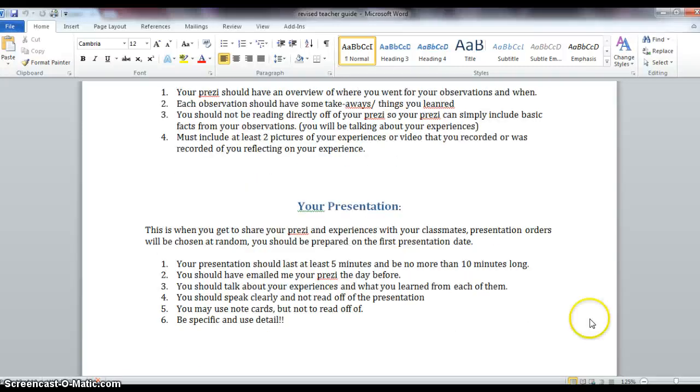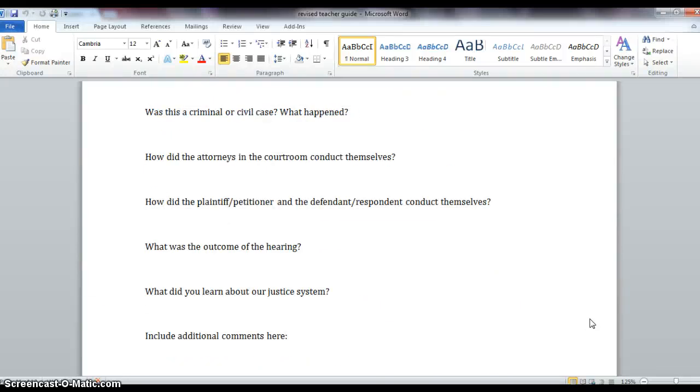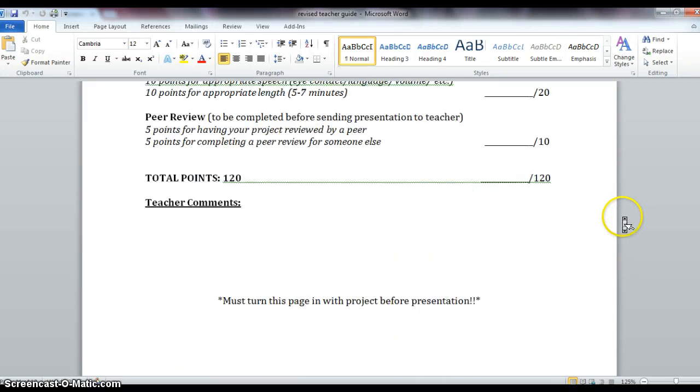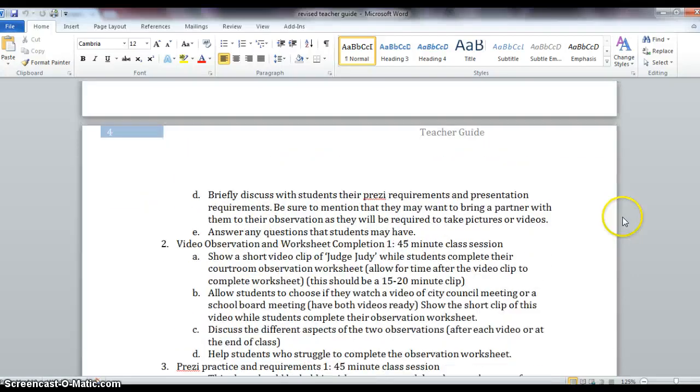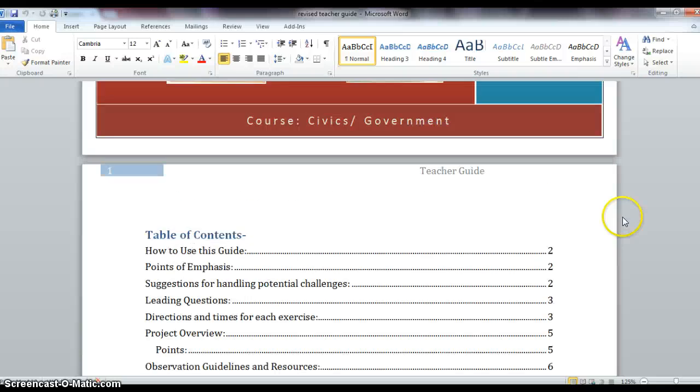So that's an overview of my unit, more specifically the project at the end of my unit. I hope you can see how I was able to utilize the ADDIE process, and that maybe you have gained some insight or ideas to use in your own classroom.